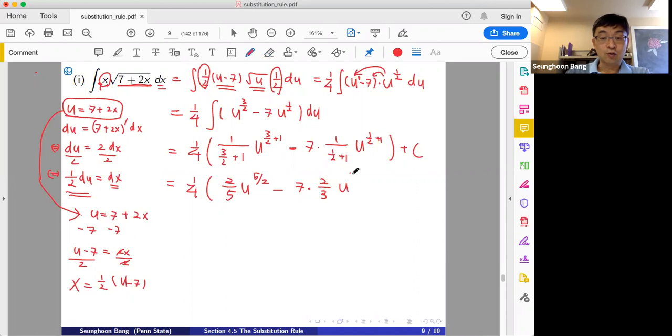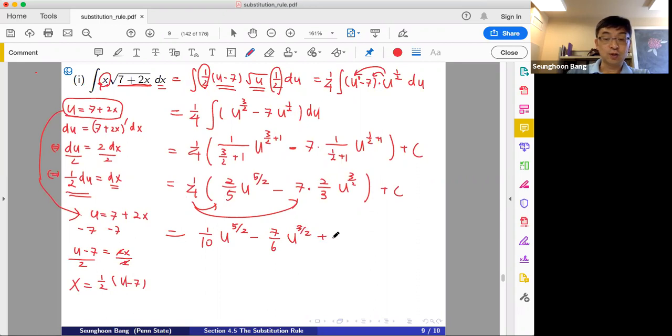u to the 3 over 2 plus c. You can distribute 1 over 4. So what happens? The 2 is crossed out. 1 over 2 times 1 over 5 is 1 over 10 u to the 5 over 2, minus. Here the 2 is crossed out. Only 2, 7 over 6. We have 7 over 6 u to the 3 over 2 plus c.